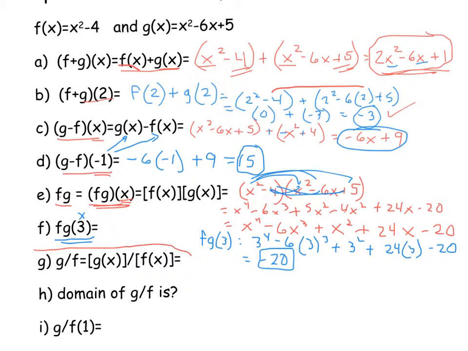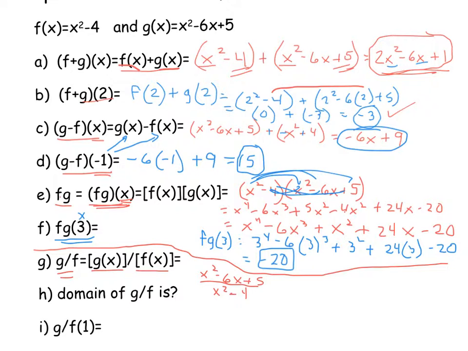The next grouping is g divided by f. So that's g of x divided by f of x. These are actually the simplest in the sense that there's usually not much you could do with them. g of x divided by f of x.